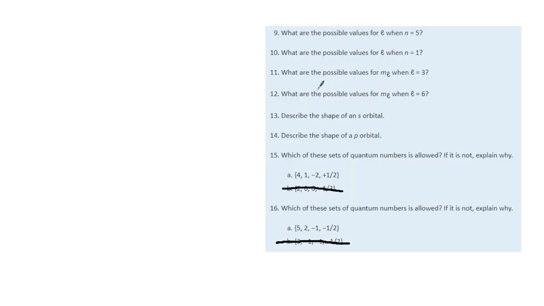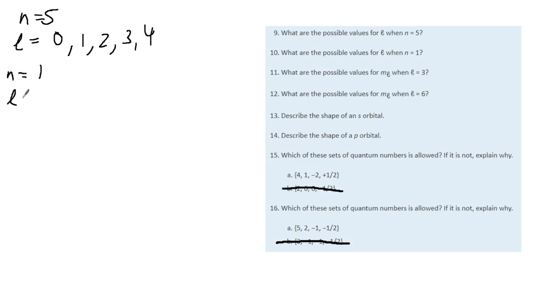So let's answer some questions. What are the possible values of L when n is equal to 5? So when n is equal to 5, L has to go from 0 all the way to 1 less than n. So it's 0, 1, 2, 3, and 4. And we could calculate the number of possible electrons, which is pretty ridiculous.